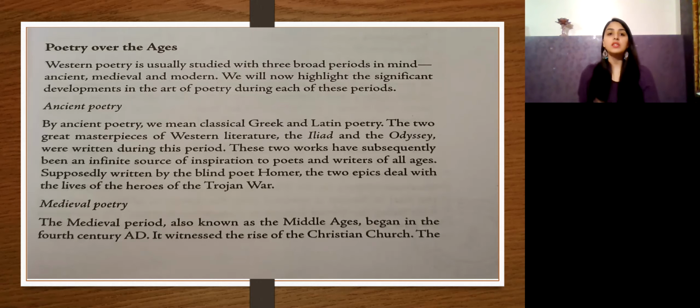Then the two great masterpieces of Western literature, the Iliad and Odyssey, were written during this period. These two great poetries, very well known masterpieces, were written during this time. These two works have subsequently been an infinite source of inspiration to poets and writers of all ages. So these were the two poetries, and the authors of these two poetries are referred to up to date till now.